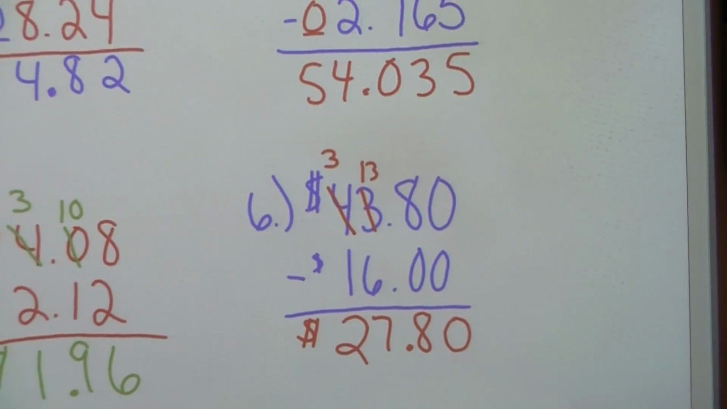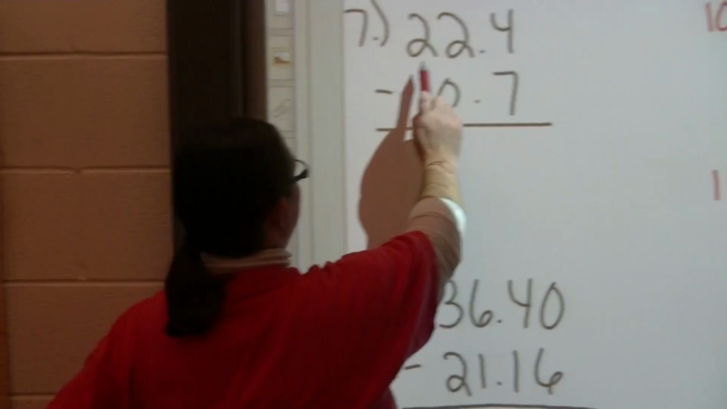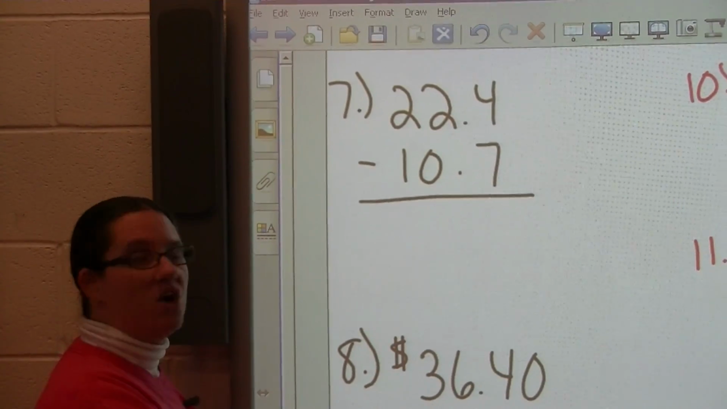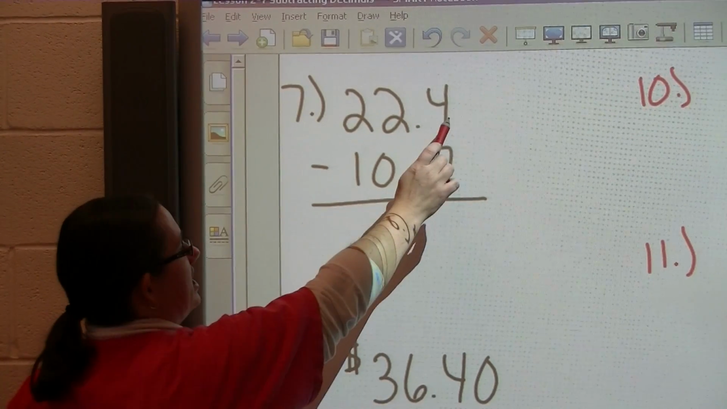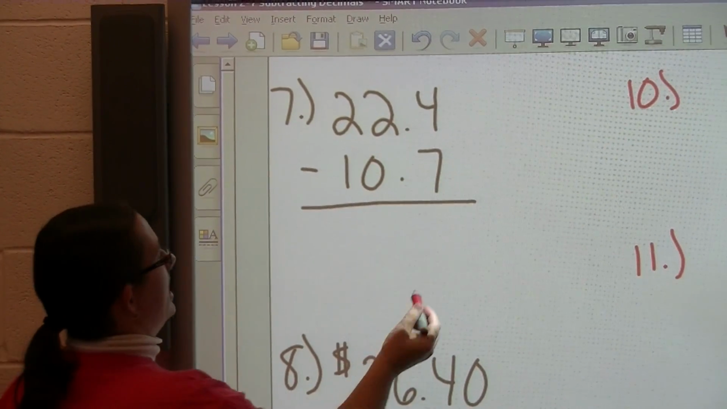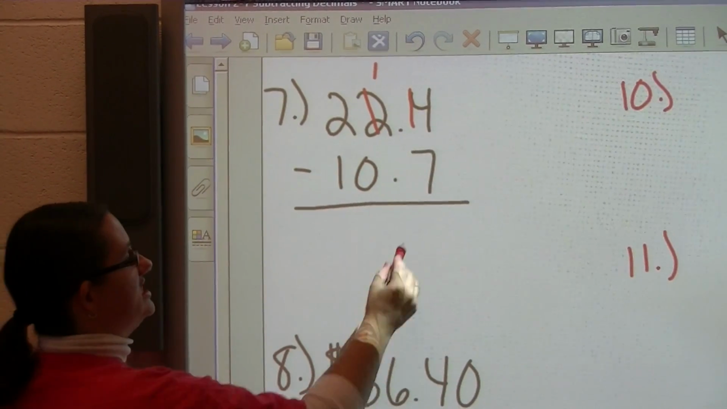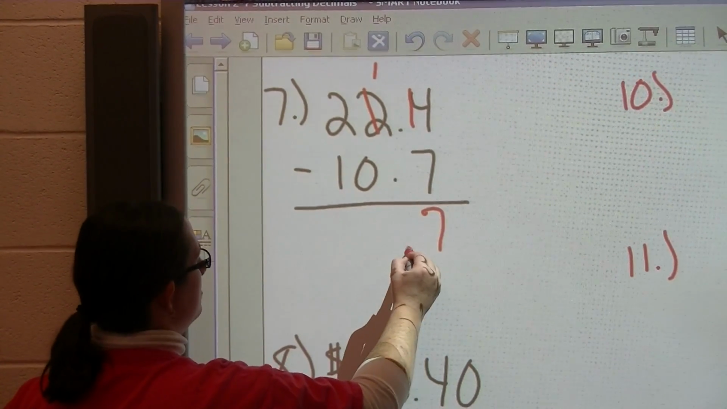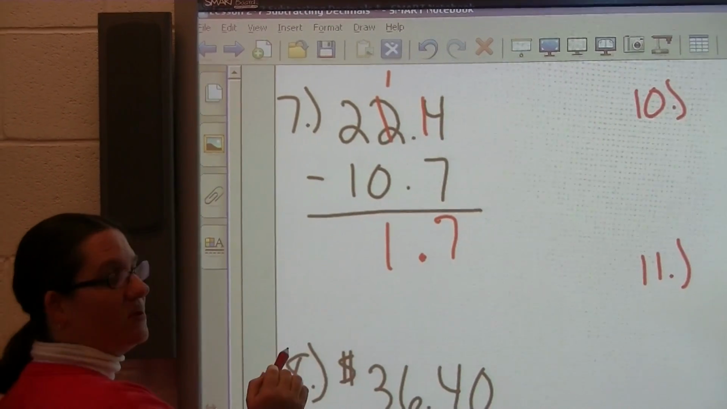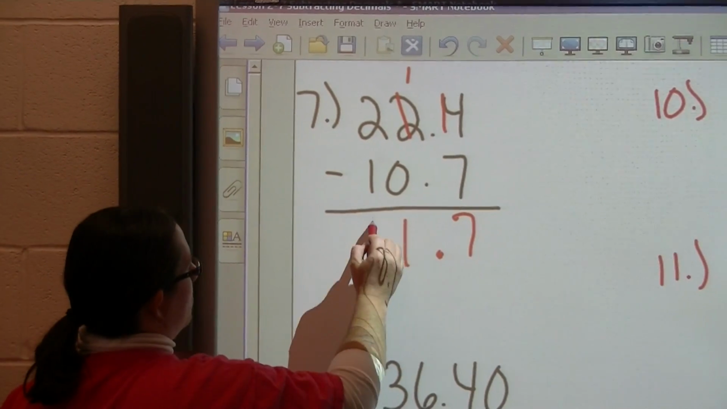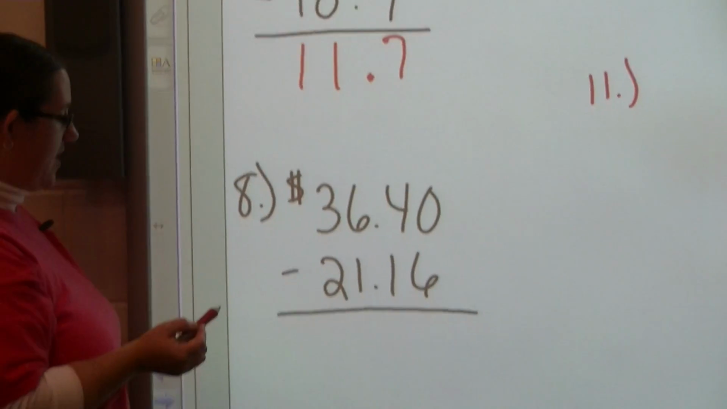If you need to, write me some questions. Okay, 2 more together here. Number 7, 22 and 4/10, take away 10 and 7/10. Okay, start all the way to the right. Can we do 4 minus 7? We cannot, so we have to borrow. 2 becomes a 1. This becomes 14. 14 take away 7 is 7. 1 take away 0 is 1. Make sure you notice here I put the decimal in there. 2 take away 1 is 1. So we have 11 and 7/10. All right, good job, 5th grade.